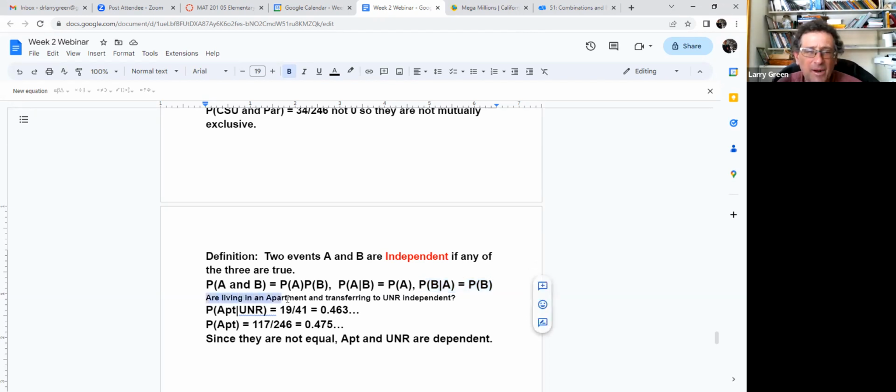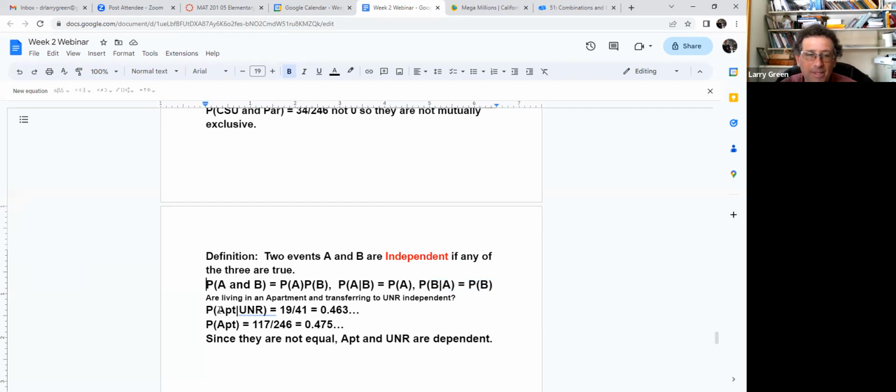Okay, so are living in an apartment and transferring to UNR independent? Let's do the calculation. It turns out that the second and third equations are usually easier than the first, because the first has 3 probabilities to calculate, 3 P's here, whereas the second and third each have only 2. So if you have a choice, usually the second or third are the easier ones. Usually, not always, but usually.